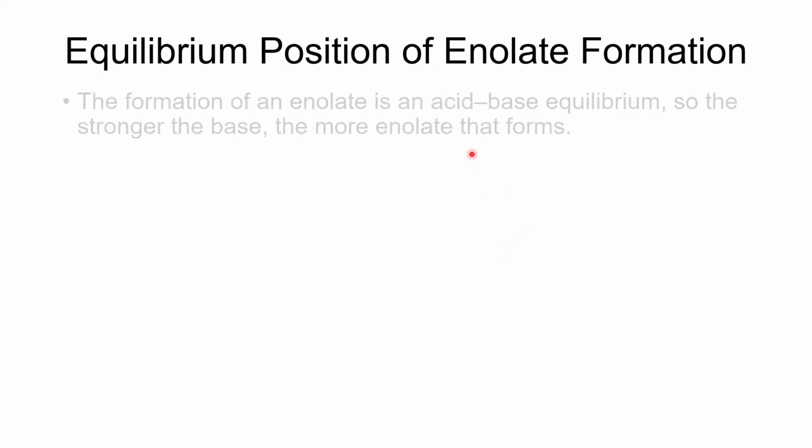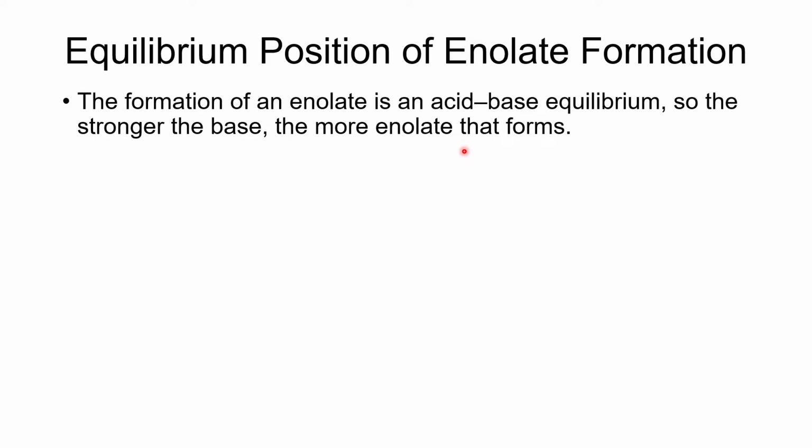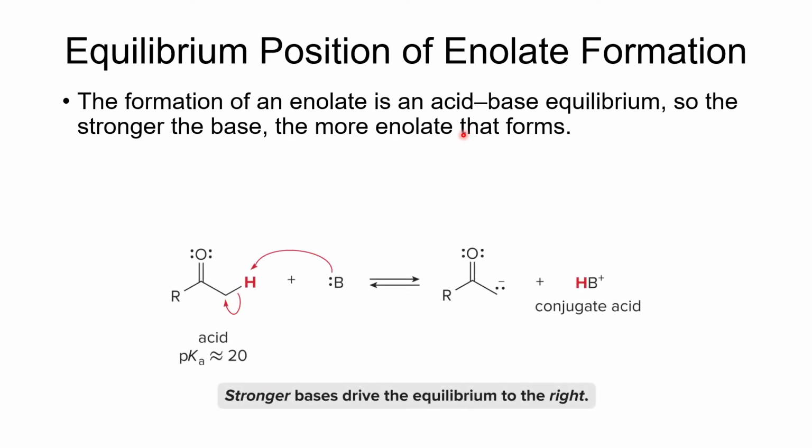What about the equilibrium position of enolate formation? So what is going to be our equilibrium position? Well, it's going to depend on what our starting carbonyl is, and it's going to depend on how strong our base is. So let's start with an example where we have a carbonyl compound that has a pKa of around 20. That's about what you would expect for just a normal ketone. We saw one that was 19, but we'll just say around 20.